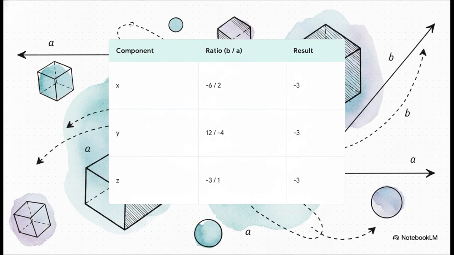Okay, so here's the secret. We just check the ratio of the components. For the x's, we take b's component and divide it by a's. So negative 6 divided by 2, that's negative 3. Now let's do the y's. 12 divided by negative 4, also negative 3. Okay, things are looking good. And for the z's, negative 3 divided by 1 is, you guessed it, negative 3.